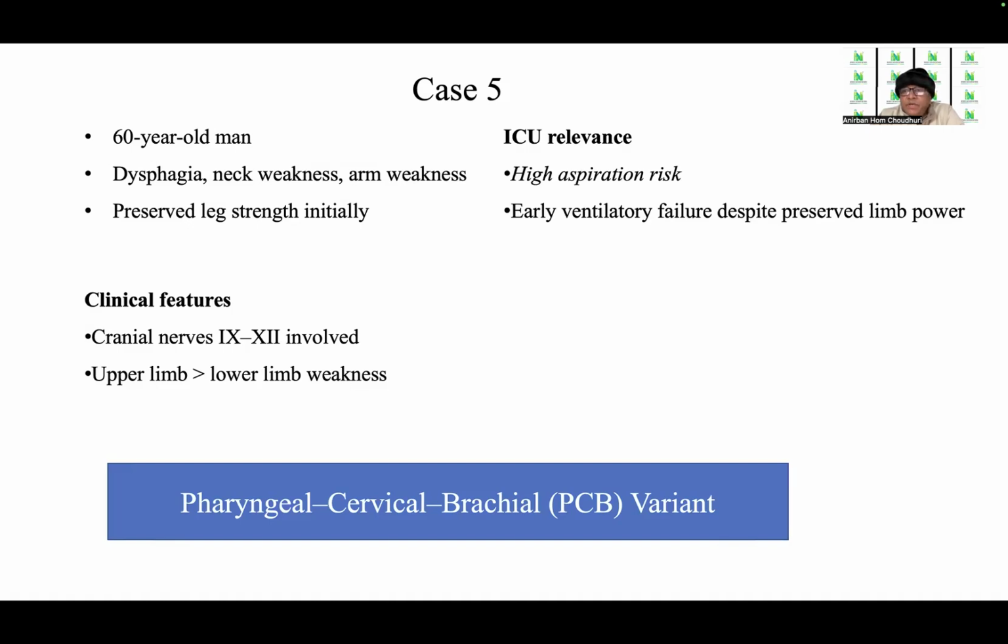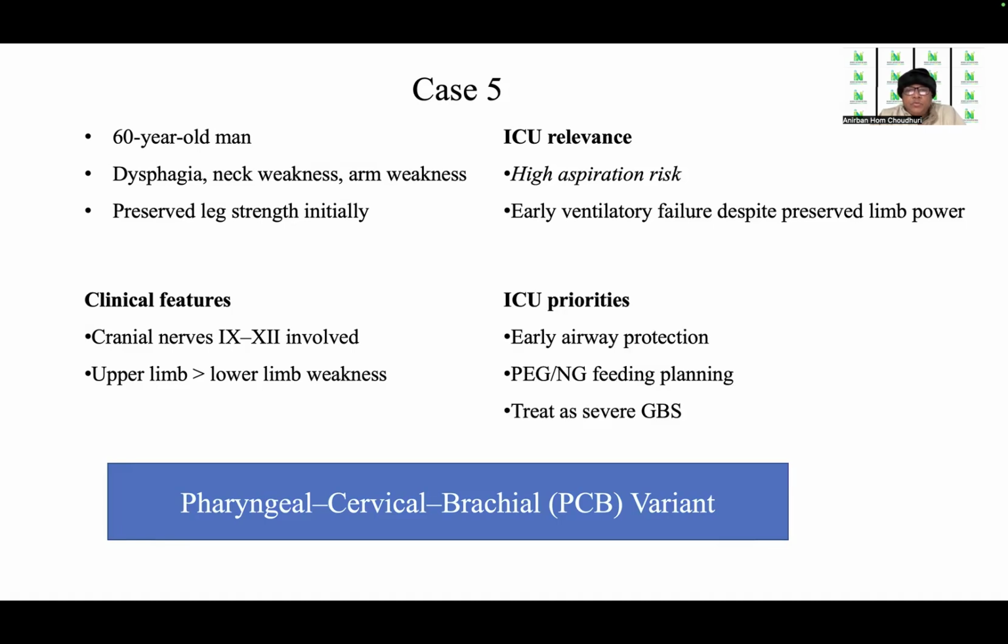And it has to be remembered from the ICU relevance is that these patients have high risk of aspiration. So one needs to protect the airways to prevent such aspiration pneumonia. Early ventilator failure may happen despite preserved limb power. So one should not get a false reassurance by looking into the power in the limb that these patients won't have respiratory failure, which would prove wrong.